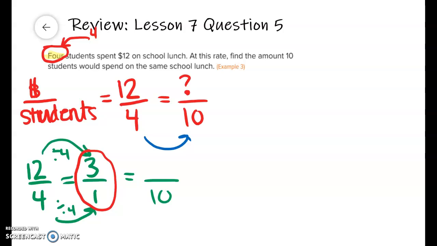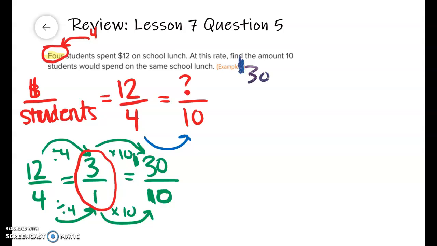If I know that it's $3 for 1 student, then I'm going to times that by 10. So that's $30 for 10 students. So that's the answer, and we're using that as a unit rate. So final answer, let me use my cool marker, is going to be $30 for 10 students.